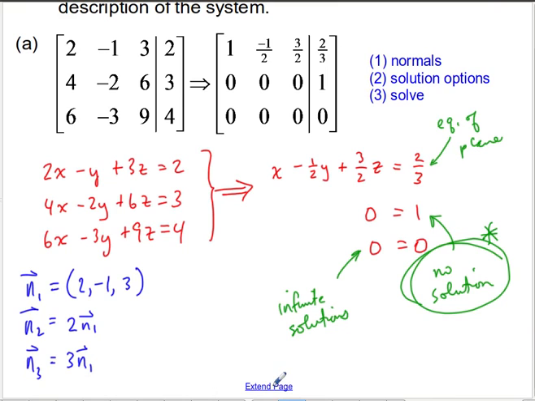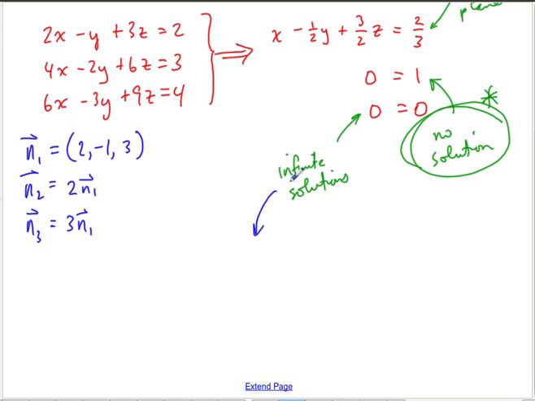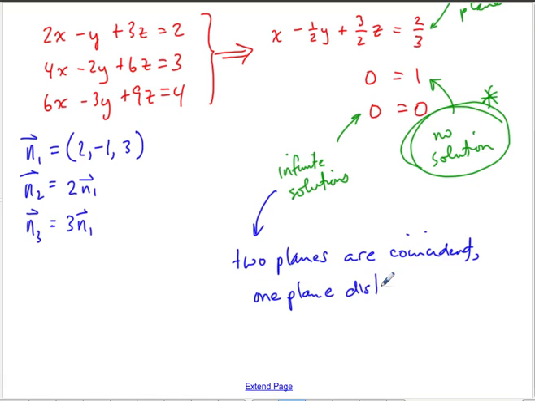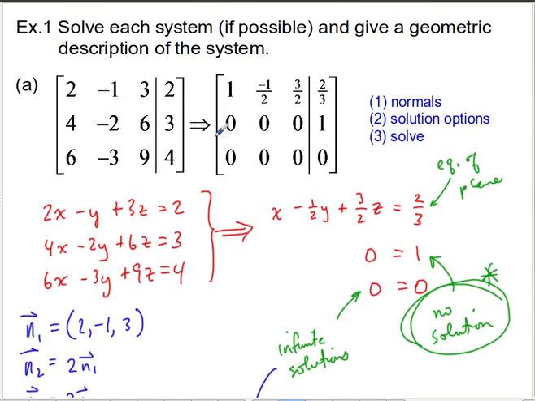how could I get infinite solutions and no solution? Well, the infinite solution part tells me that two of the planes are coincident, and then one plane is distinct. But we still have no solution overall. Now, let's take a look at our algebra here. Is there anything that would lead us to draw that particular conclusion?